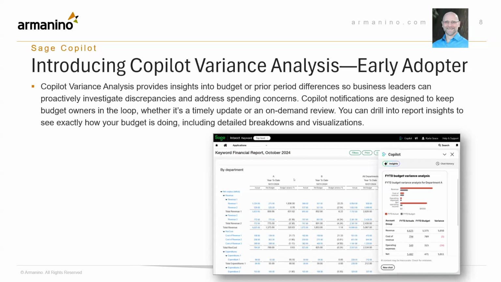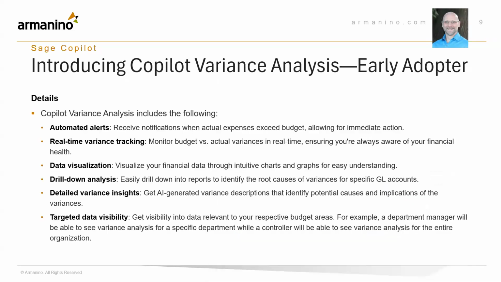So Copilot variance analysis provides insights into budget or prior period differences so business leaders can proactively investigate discrepancies and address spending concerns. Copilot notifications are designed to keep budget owners in the loop, whether it's a timely update or an on-demand review. You can drill into report insights to see exactly how your budget is doing, including detailed breakdowns and visualizations. And you can see right there, there's an example of Copilot on the side there. They're also going to introduce a lot more features over the next coming releases for sure.